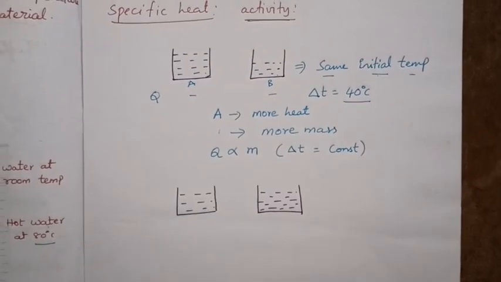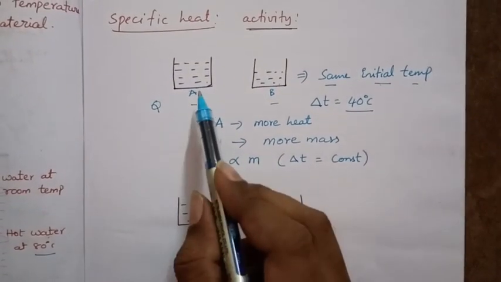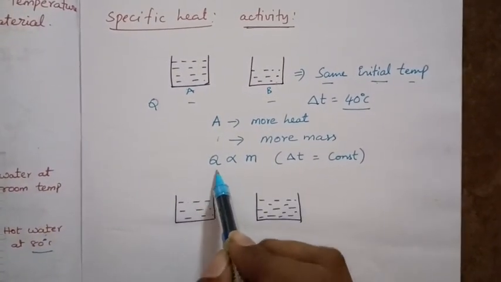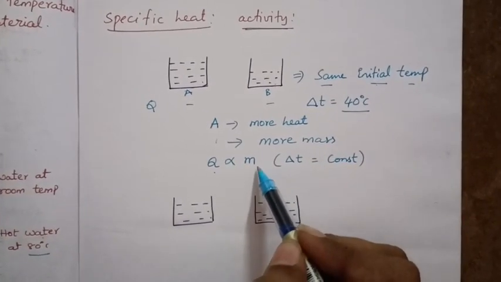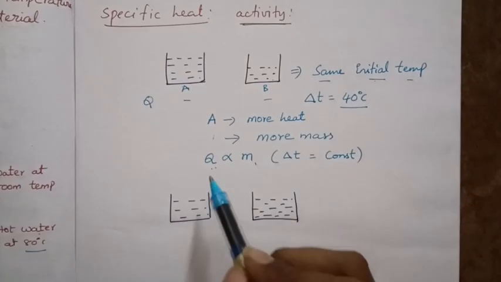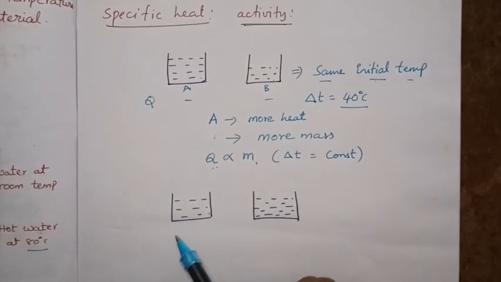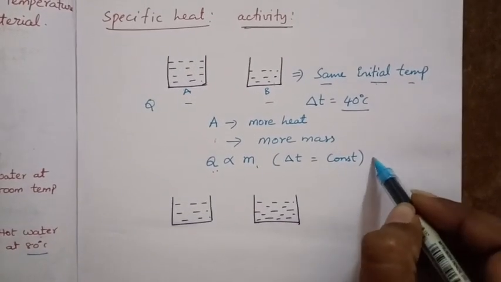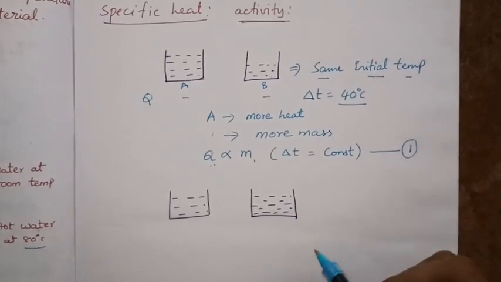When temperature change is constant, the amount of heat given to a body depends on mass. If it has more mass, we should give more amount of heat. If it has less mass, we should give less amount of heat. That we can take as equation 1.